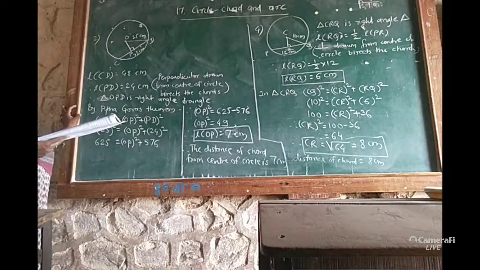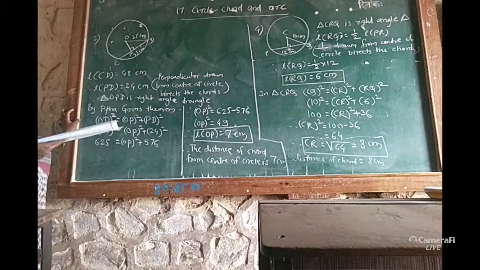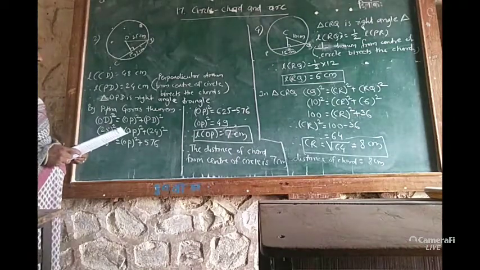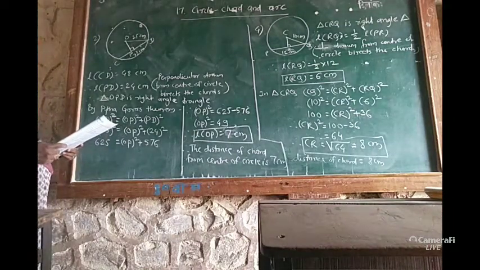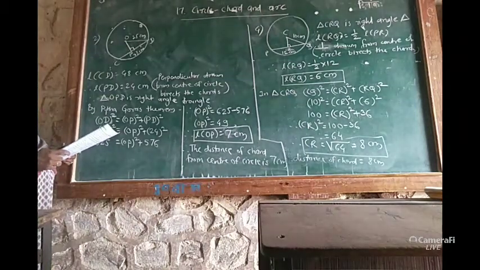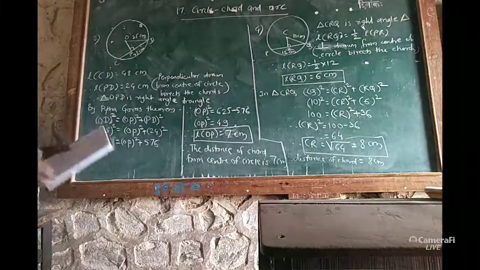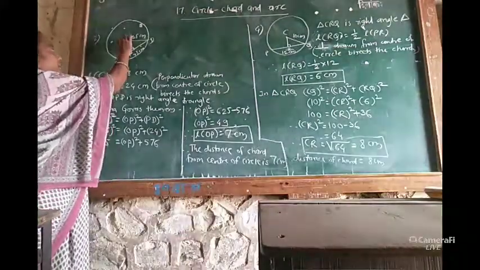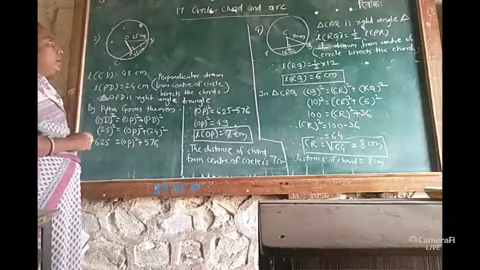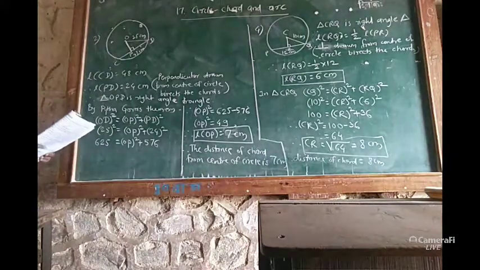See the second example. They have given us a circle having center O, and CD is the chord of the circle. Here, the radius of the circle, that is OD, is 25 centimeter and the length of the chord is 48 centimeter. We have to find the distance of the chord from the center of the circle. That means we have to find the length of OP. This is the distance of the chord from the center of the circle. By using the given information, we have to find this distance.